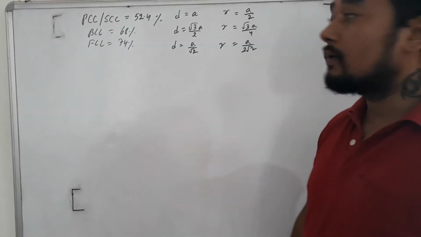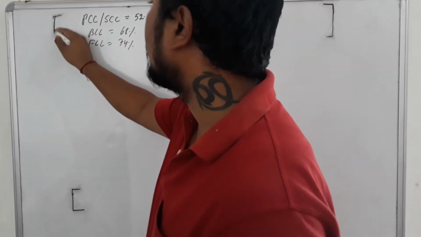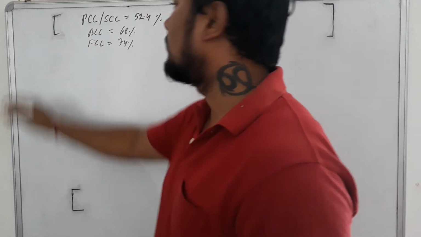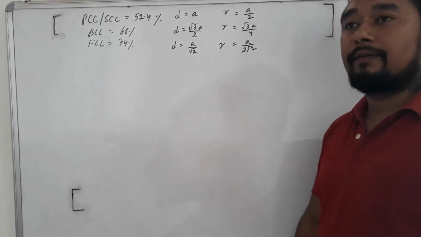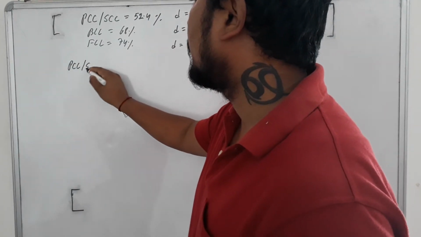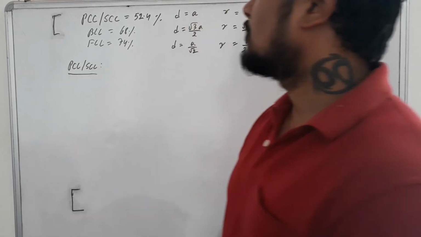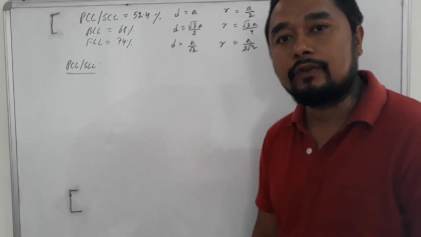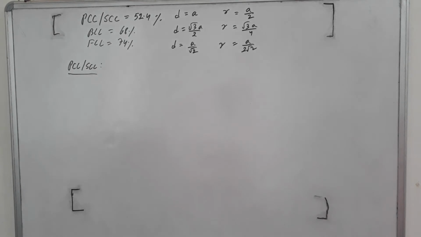Okay. Now we are going to see the calculation, how to calculate the void and void percentage and your packing efficiency. First of all we are going to do it for PCC or SCC. So let us see what is the packing efficiency for PCC and SCC.